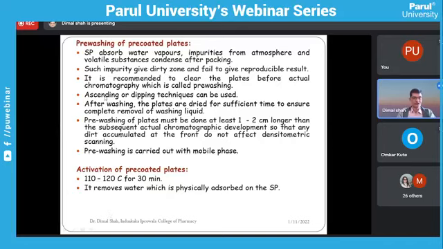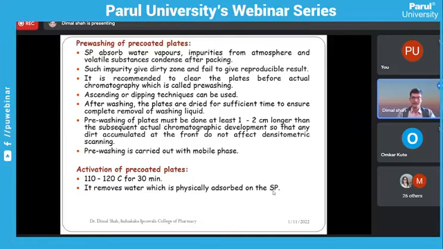After pre-washing, this plate must be dried, and once it is air dried, its activation is to be carried out at 110 degrees Celsius for 30 minutes in an oven. The purpose is very much clear. We want to remove water which is physically adsorbed on the stationary phase. So if we want to remove the water which is physically present on that, we should carry out activation of pre-coated plates.